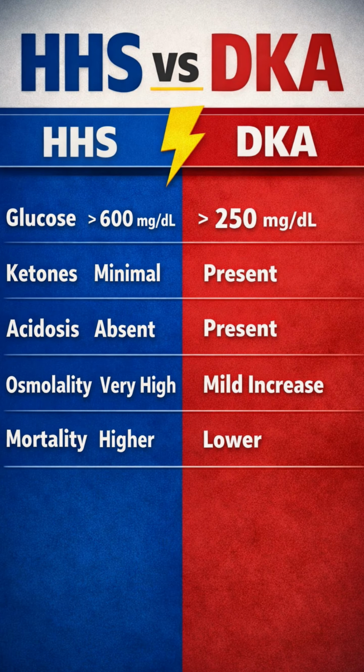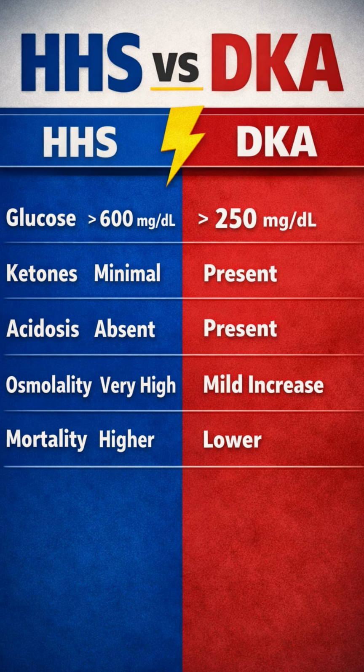Now we'll have a quick comparison between SSS and DKA. The glucose level in SSS will be more than 600 mg per dL, but in DKA it will be more than 250 mg per dL. And about ketone bodies, there will be minimal or no ketone bodies in hyperosmolar hyperglycemic state, but they will be definitely present in diabetic ketoacidosis. And what about acidosis? Acidosis is absent in SSS, but it should be present in diabetic ketoacidosis. That's why DKA is called diabetic ketoacidosis.